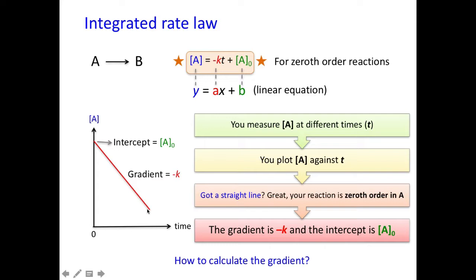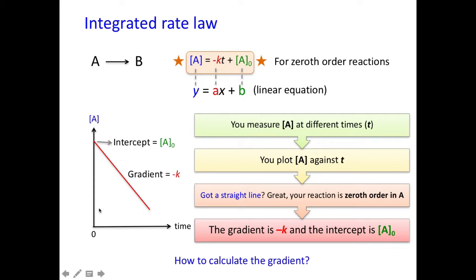So you take the initial point and the final point, so the final y value minus the initial y value, divided by the final x value minus the initial x value. So it's delta y divided by delta x here. Where in my y-axis I have concentration, in the x-axis I have the time.